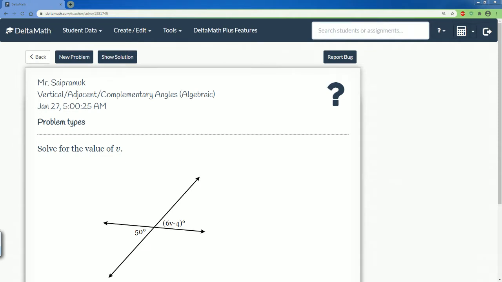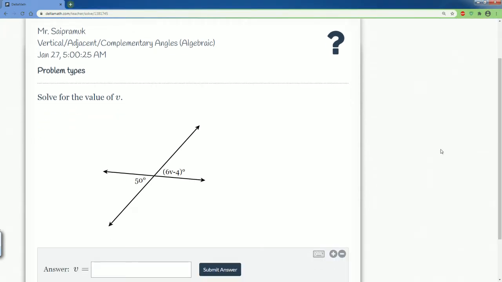This is going to be covering vertical angles, adjacent complementary angles, the algebraic. Here it asks us to solve for the value of v for this figure of two intersecting lines.